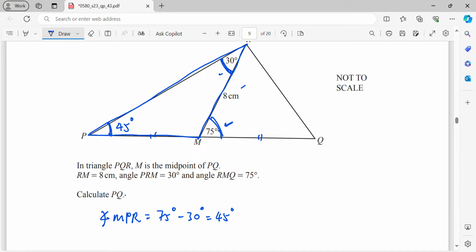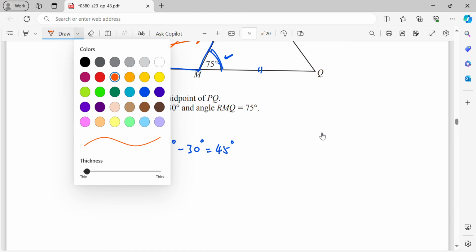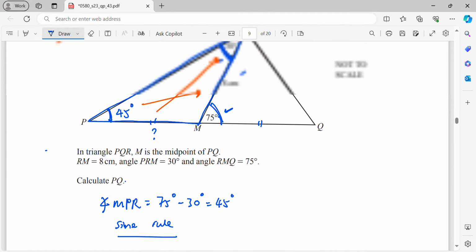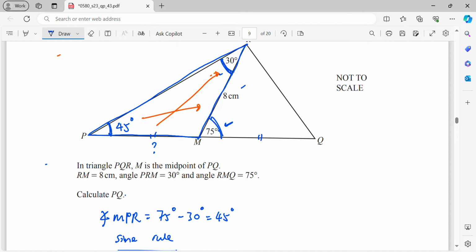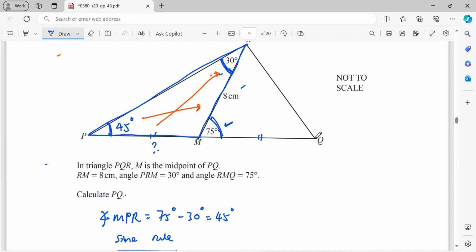Now you need to find PQ, but before PQ, we need to find PM. When you look at the triangle, the angle opposite PM is given, and the side opposite the angle of 45 degrees is given. So now you can just apply the sine rule. According to the sine rule, it is the side over the sine of the opposite angle. So PM over sine 30 degrees equals 8 over sine 45 degrees.